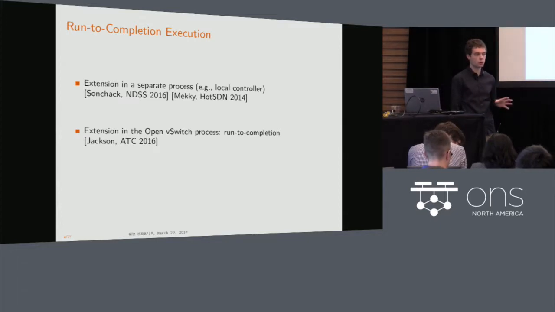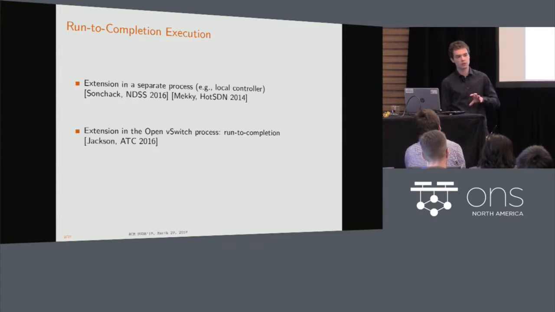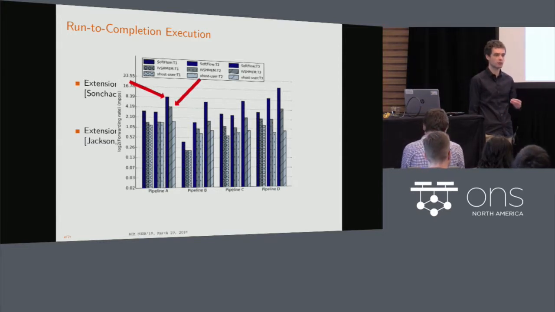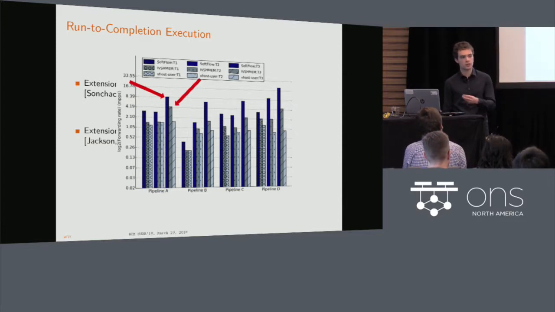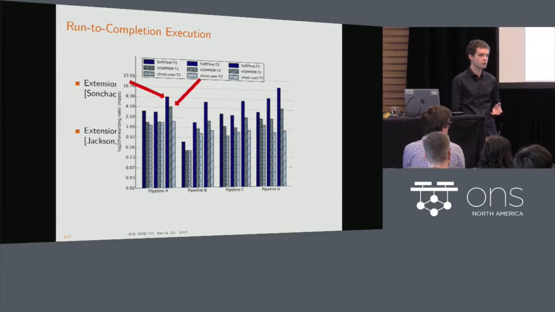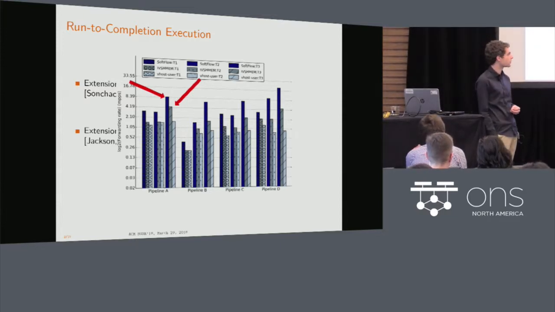But more recently, two years ago at ATC, Jackson et al. showed that by implementing the extensions as part of the software switch pipeline, we can have greater performance. They measured the difference between their implementation of an extension of Open vSwitch with programs running as part of the pipeline and extensions running inside virtual machines with shared memory between the software switch and the virtual machine. They measured a 2 to 4 times improvement in performance between the run to completion, where the program is part of the pipeline, and the VM running in a separate process.